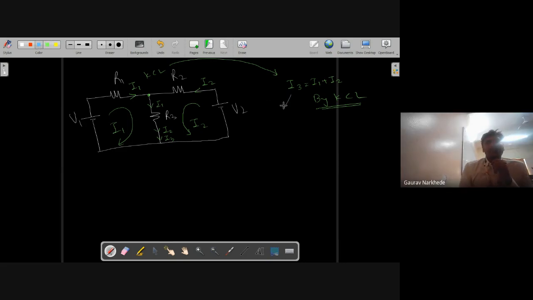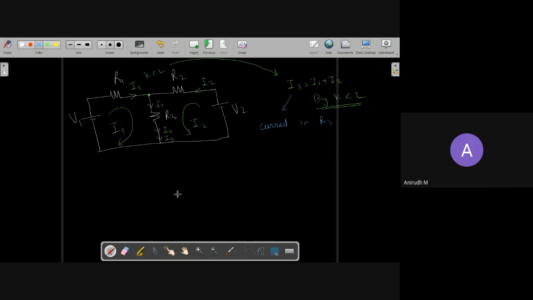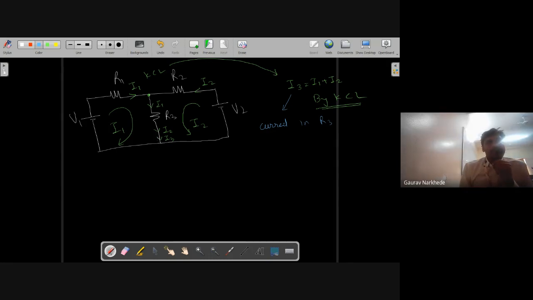So what is I3? I3, we write alongside. What is I3? The current in R3. So let me just overwrite it with blue color.